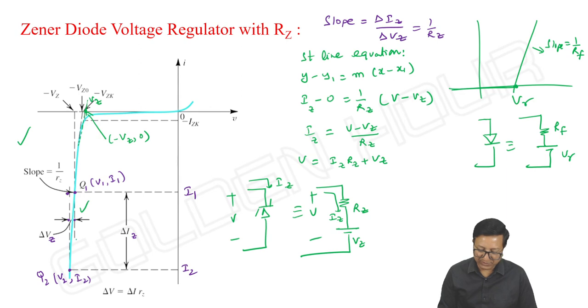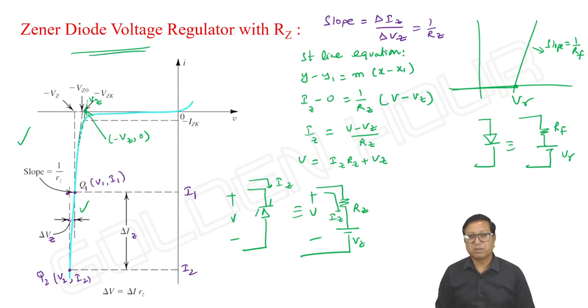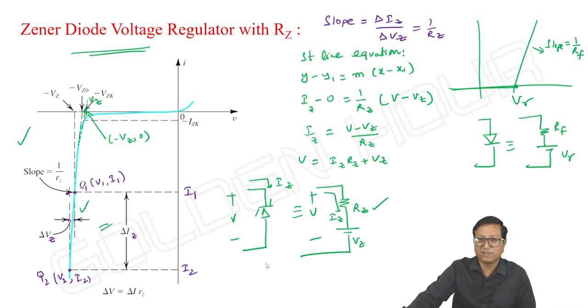If it is a perfect vertical line, then Rz will be 0 and V is equal to Vz, and that's what our previous case was. This case is the much more practical version, the regulator with Rz. We study both the cases, right? If they mention an ideal Zener diode, then Rz is 0. If they give the value of Rz, or if they show the characteristics like this and mention delta Vz, delta Iz, etc., then we have to take Rz into consideration. These are the two cases we have as far as the characteristics of the Zener diode are concerned.